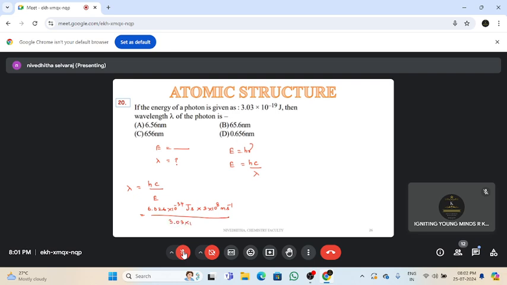3.03 into 10 power minus 19 joule. So this joule and this joule will get cancelled out. Second and second inverse will get cancelled out. 3.03 can be written as 3, and this 3 and this 3 will get cancelled out. So please simplify all those 10 powers and please tell me the answer for lambda.